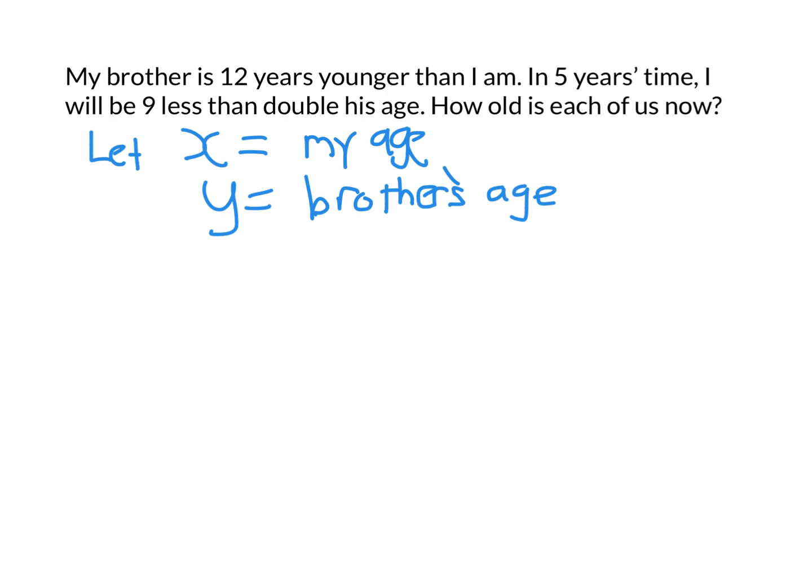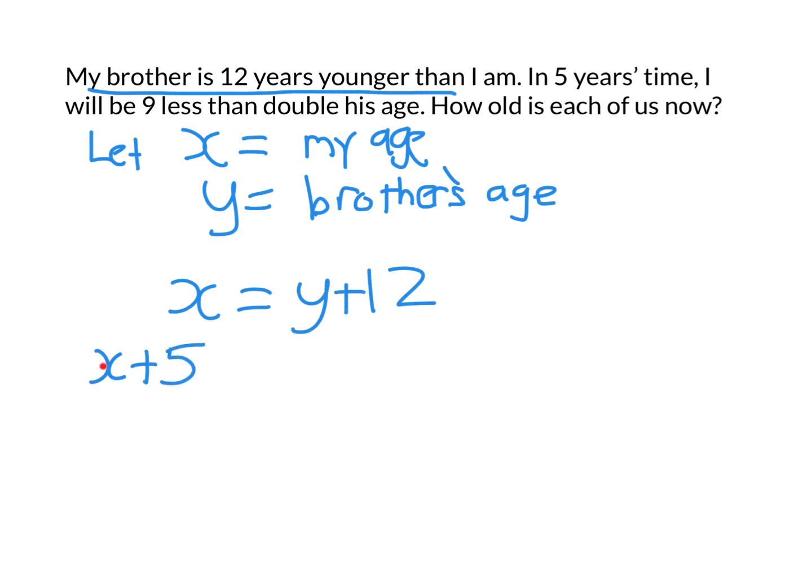After defining the variables, we need two equations. The first bit of information says my brother's 12 years younger than I am. So my age is equal to brother's age plus 12. In 5 years' time, my age is x plus 5. My age will be whatever it is now plus 5. And I'm told that that's 9 less than double his age. In 5 years' time, brother is current age plus 5. I am going to be double his age and 9 less than that. So these are my two equations.